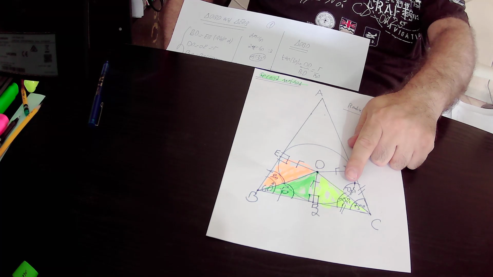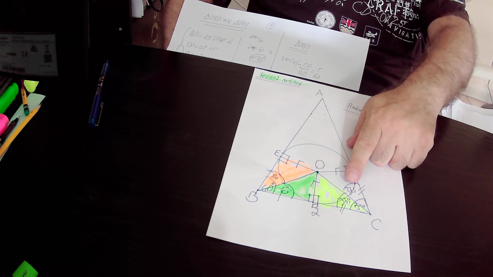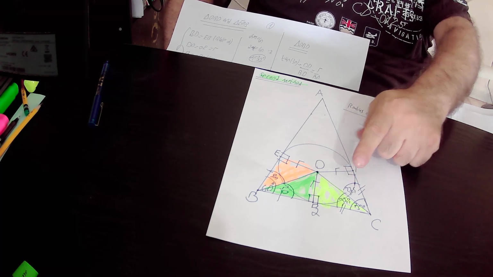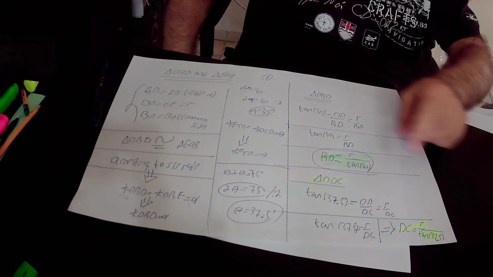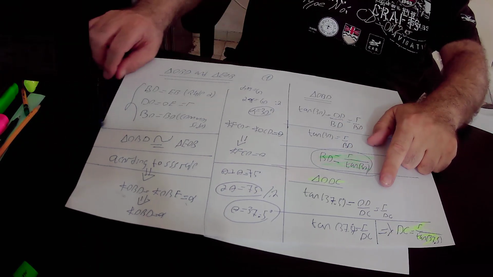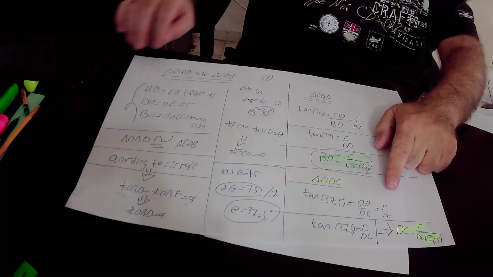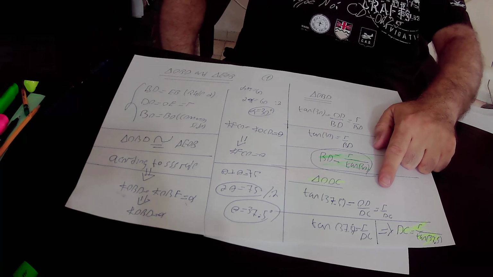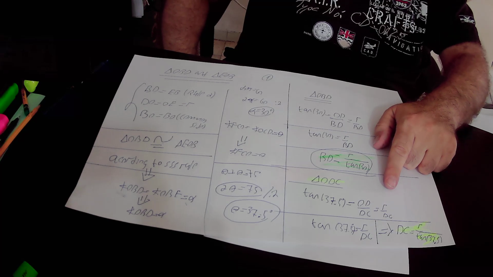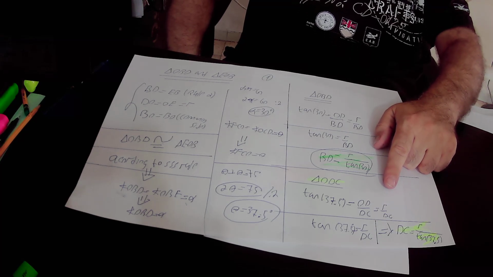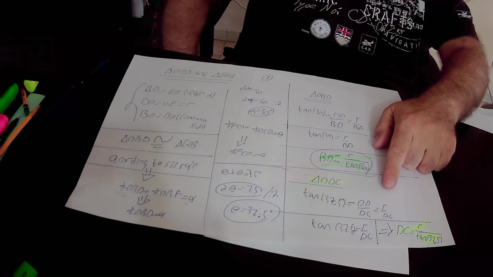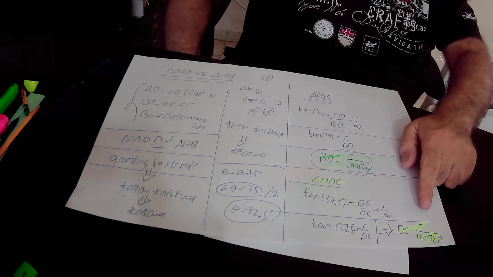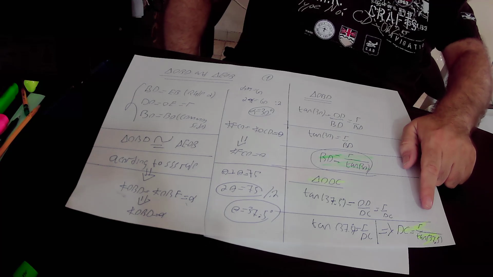Then we focused on the yellow right triangle ODC. In the yellow right triangle ODC, tan 37.5 degrees equals OD over DC. OD equals R, therefore tan 37.5 degrees equals R over DC. We multiply this equation by DC and then divide it by tan 37.5 degrees and found out that DC equals R over tan 37.5 degrees.